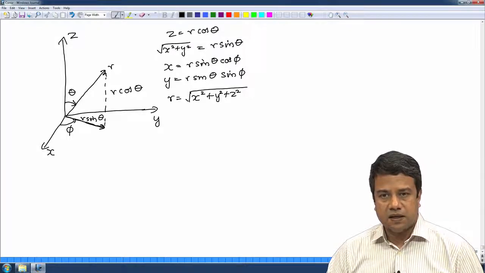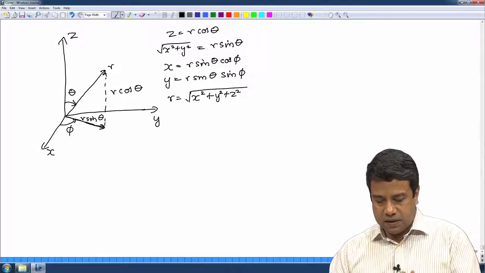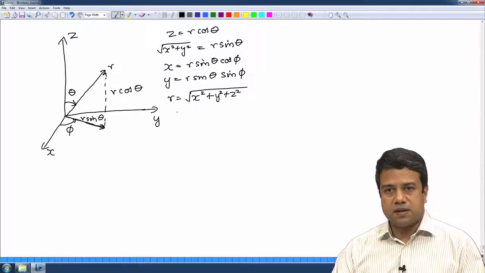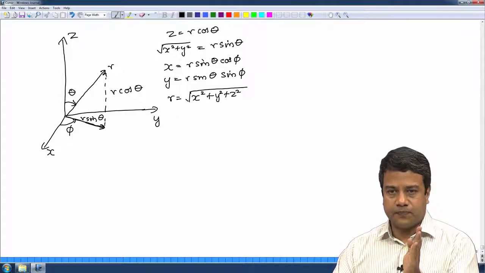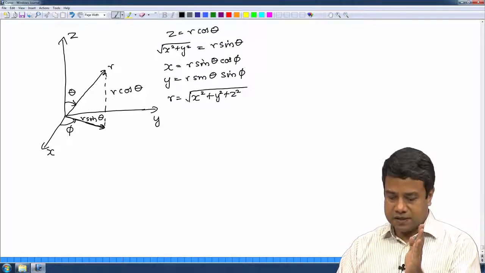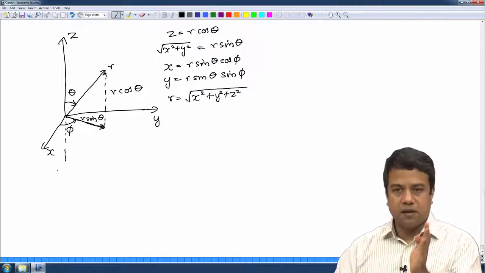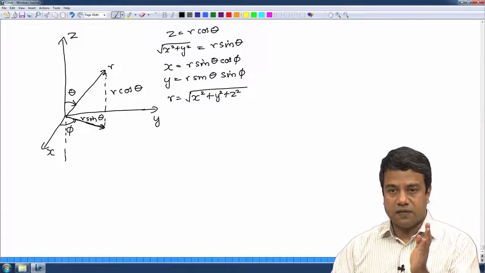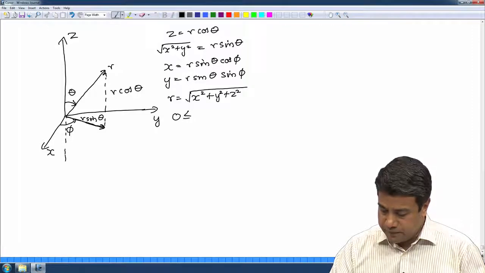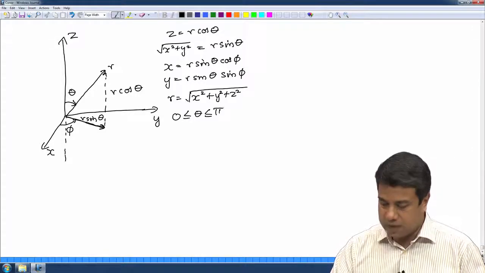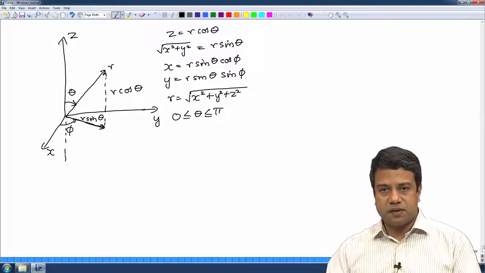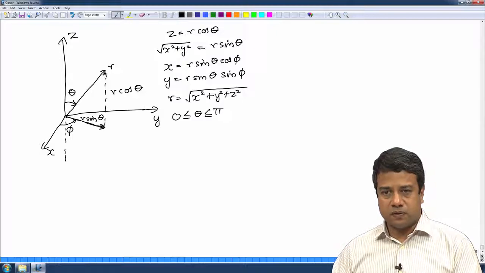Now, theta is the angle from the plus z axis. Therefore, theta can vary only from 0 to pi. When theta is equal to pi, you reach the minus z axis and you cannot go any further. Therefore, theta has to be between 0 and pi, because theta equal to pi is the minus z axis. Once you reach the minus z axis, that is the maximum you can go.